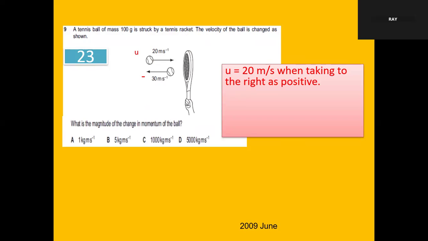You have to choose one direction as positive. Okay, yeah. So it's B, minus 30. So change in momentum is final minus initial. So change to kilogram, this one, 100 gram.